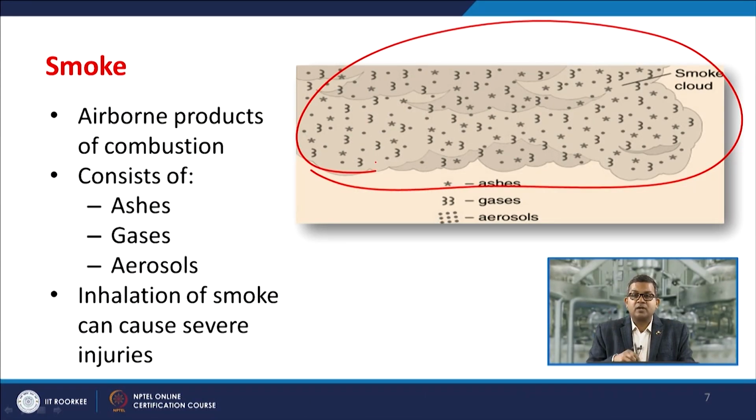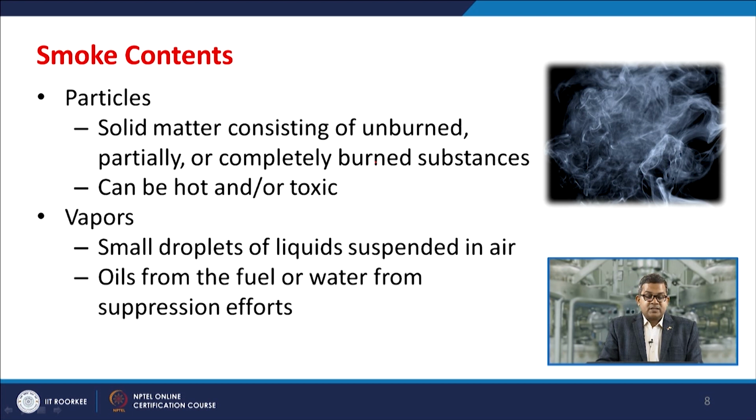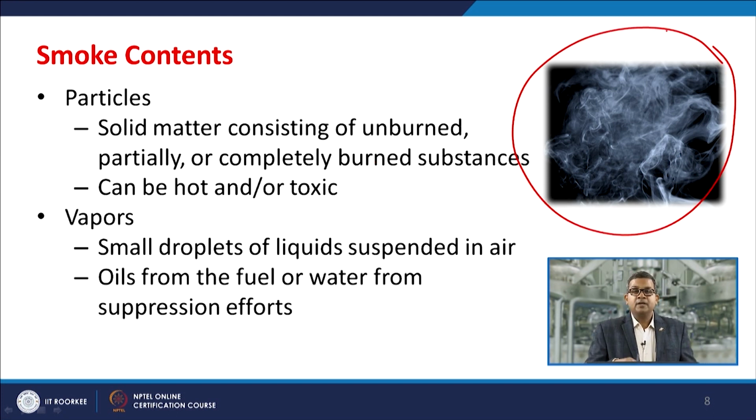The dangerous part is that this smoke cloud may propagate to the nearby population, where people may inhale the ashes, gases, aerosols, etc. It may create a health hazard. Now the smoke contents are usually particles, solid matter consisting of unburnt, partially burnt or completely burnt substances. It can be very hot or toxic in nature. Sometimes certain vapors may be generated. They are small droplets of liquids suspended in air, oils from fuel or water from suppression efforts, etc. Again, this type of effect is extremely dangerous.